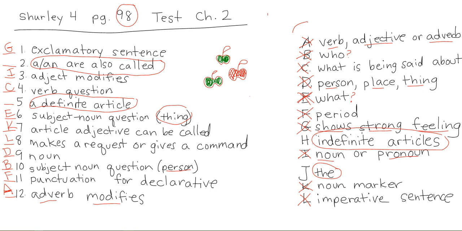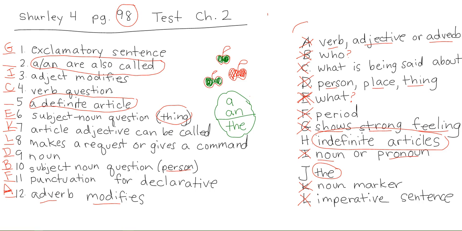Now, we have articles a, an, and the. These are our article adjectives, teeny tiny adjectives, a and the, a and the. And we also know they can be called noun markers, okay? But two of these are indefinite articles, and one of them is a definite article.